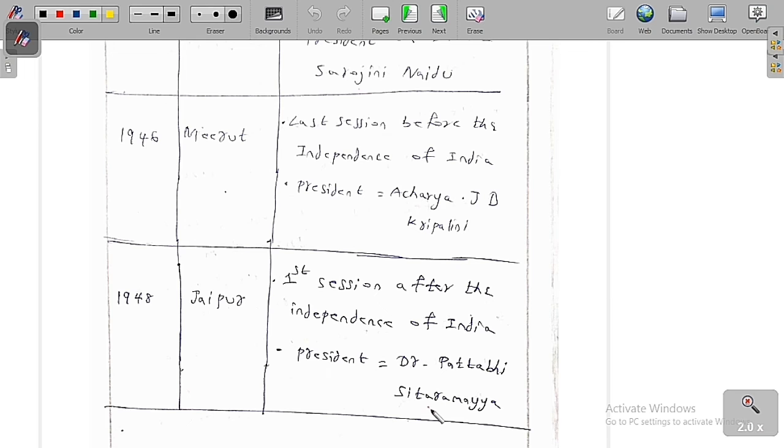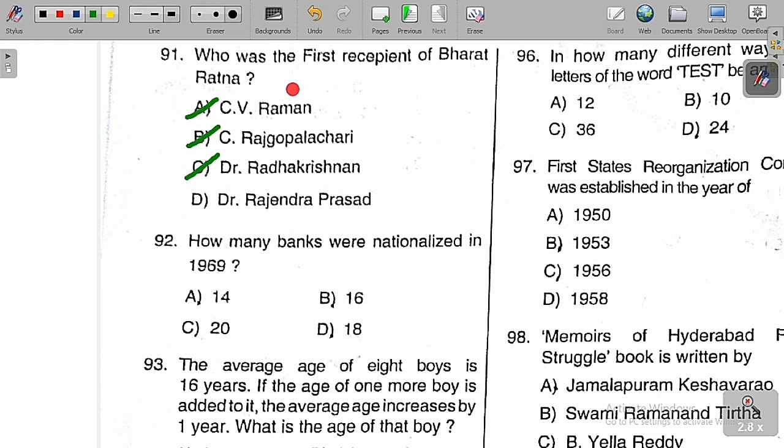So now the next question: who was the first recipient of the Bharat Ratna? That is, who received the Bharat Ratna for the first time? They are C.V. Raman, C. Rajagopalachari, and Dr. Radhakrishnan. So these are the three people who received the Bharat Ratna for the first time.